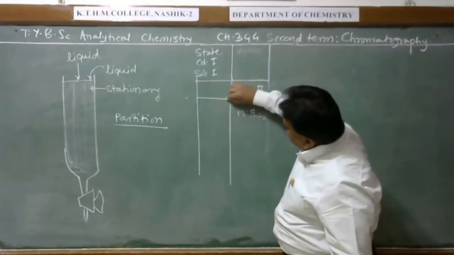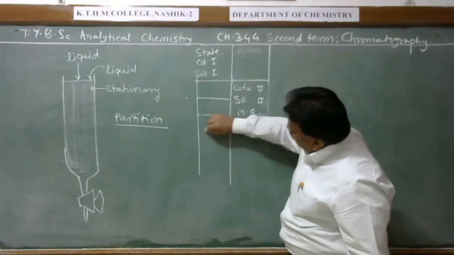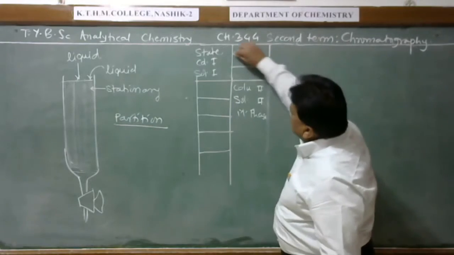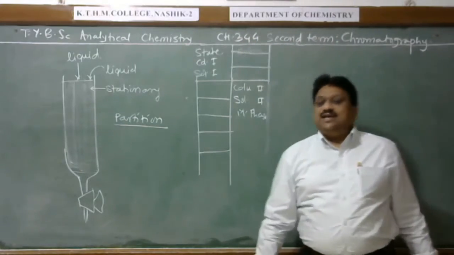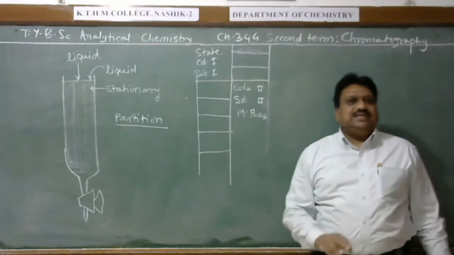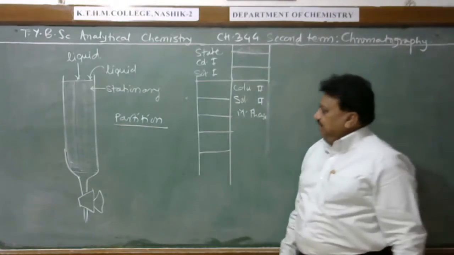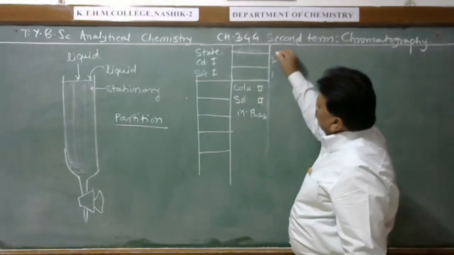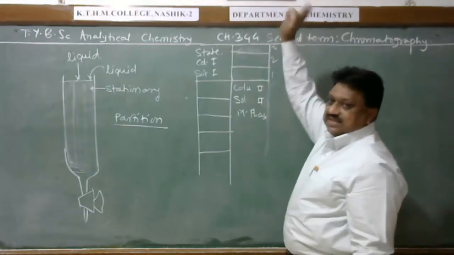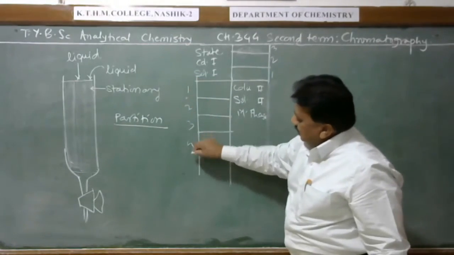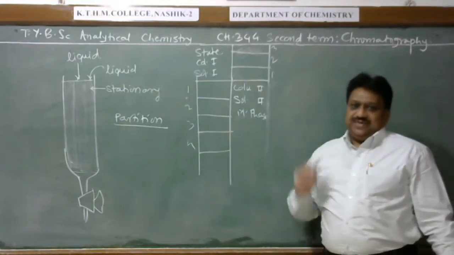Here in the matchbox model there are a number of such boxes, and these boxes contain a stationary phase liquid and these boxes consist of a mobile phase liquid. Therefore this is box number 1 of the mobile phase, 2, 3, 4, 5, 6, and so on. This is box number 1, 2, 3, 4 and so on of the stationary phase.